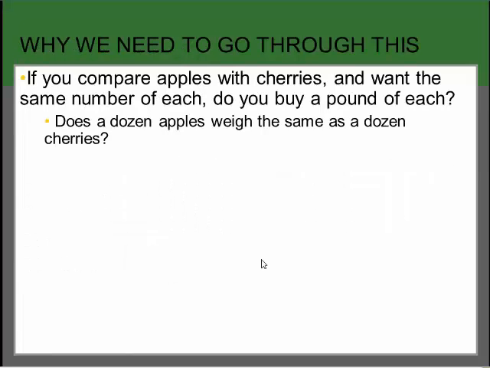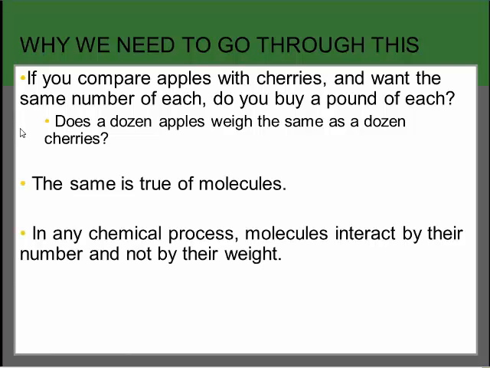So why do we need to go through this? Well, if we wanted to buy the same number of apples as cherries, if we wanted to buy a dozen of each or 100 of each, would we order a pound of each? Does a dozen apples weigh the same as a dozen cherries? I think we'll all agree that it doesn't. An apple certainly is larger than a cherry. It weighs more than a cherry. So a dozen apples will weigh a lot more than a dozen cherries, and so we cannot measure them out as the same amount. We have to count them out, or know how much each individual apple weighs. So the same is true of molecules.